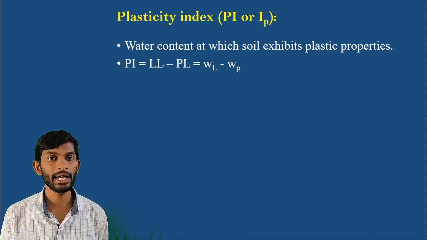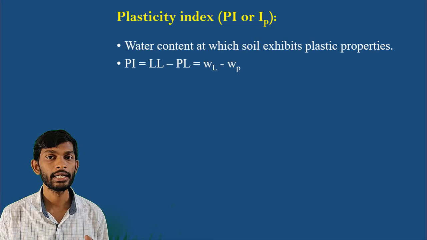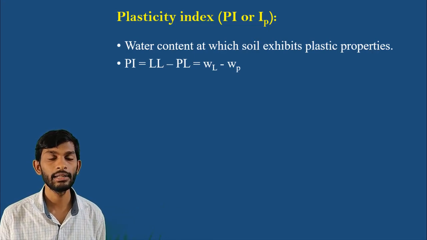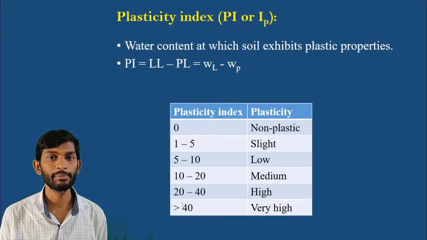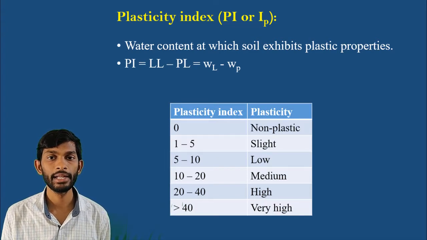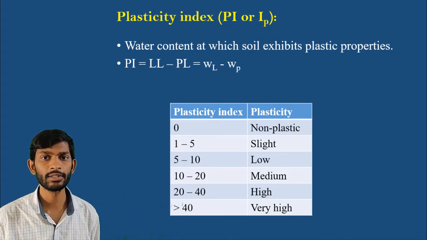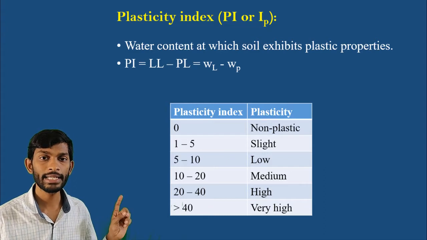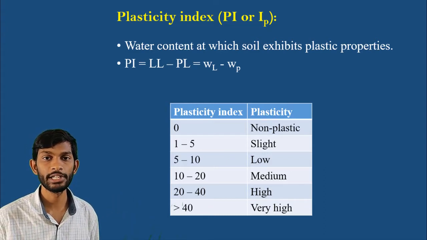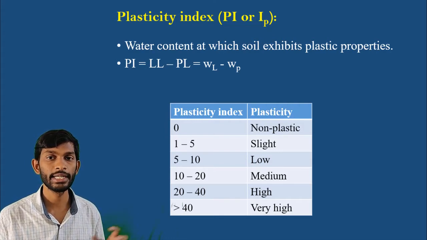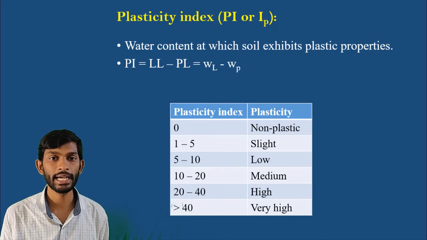Now the next thing is, plasticity index is the difference between liquid limit and plastic limit, LL minus PL. So LL represents liquid limit and PL represents plastic limit. Now these are the various plasticity indices of different soils. When the plasticity index is 0, the soil is said to be a non-plastic soil. That means this soil doesn't possess any plasticity characteristics.